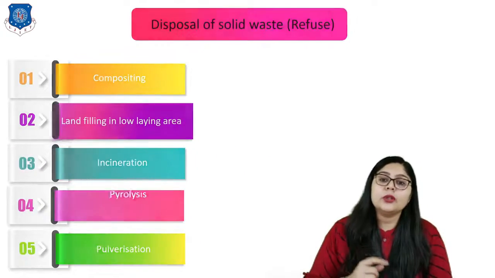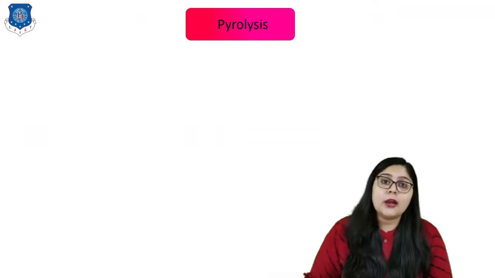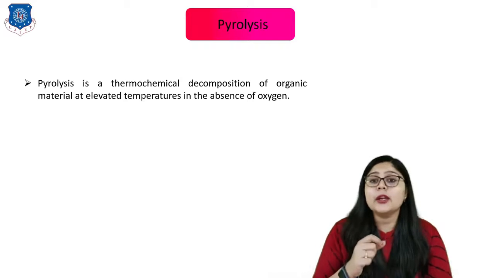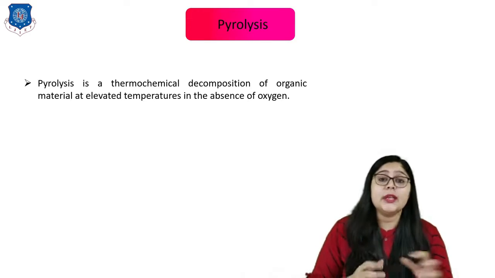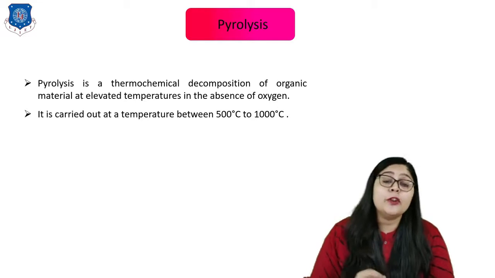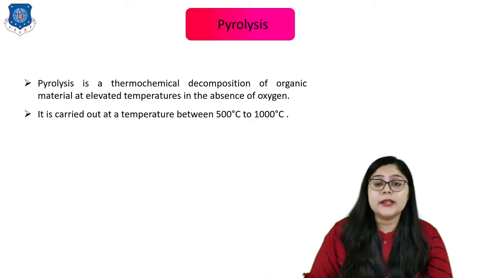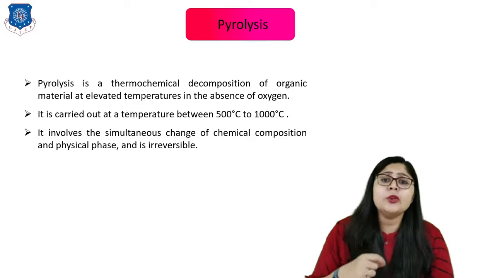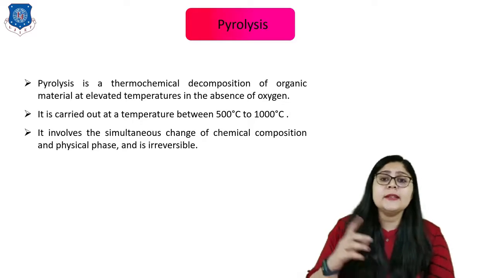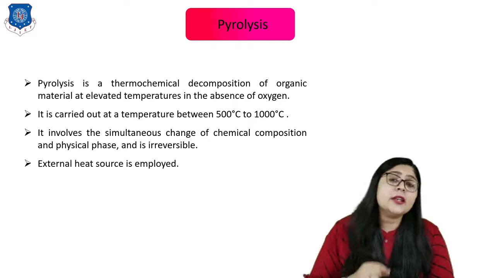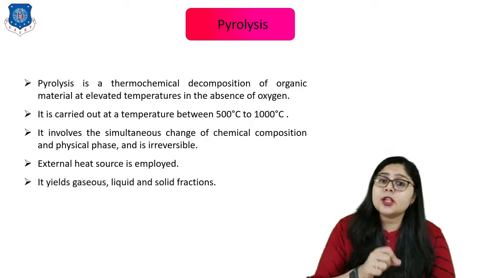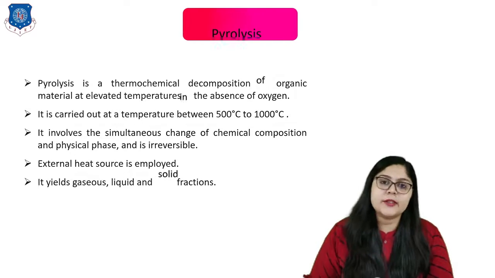Now let us move to the fourth method, which is pyrolysis. Pyrolysis is a thermochemical decomposition of organic material at elevated temperature in the absence of oxygen. It is carried out at a temperature between 500 degrees Celsius and 1000 degrees Celsius, and involves the simultaneous change of chemical composition and physical phase and is irreversible. It means an external heat source is employed. It yields gaseous, liquid and solid fractions. So this is all about the pyrolysis method.